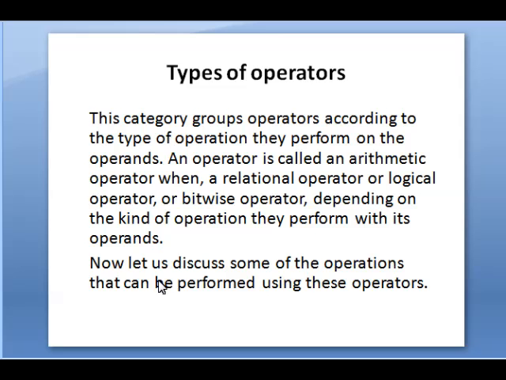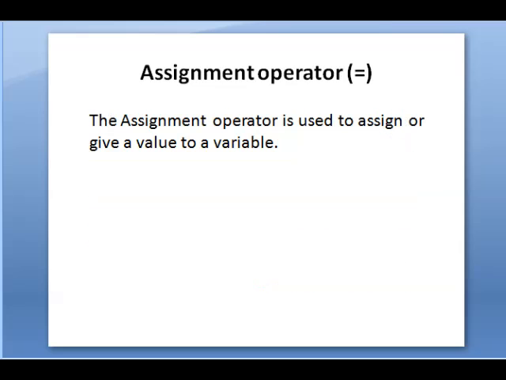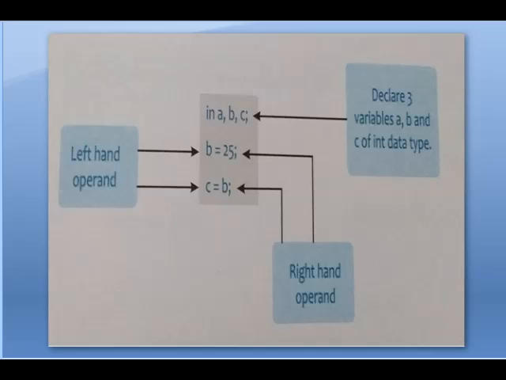So now let us discuss some of the operations that can be performed using these operators. We are going to see the operators one by one. The first one is the assignment operator. The assignment operator is used to assign or give a value to a variable. So the assignment operator means this equal to symbol. This assignment operator is used to store some values in the memory location. So this is the example of the assignment operator.